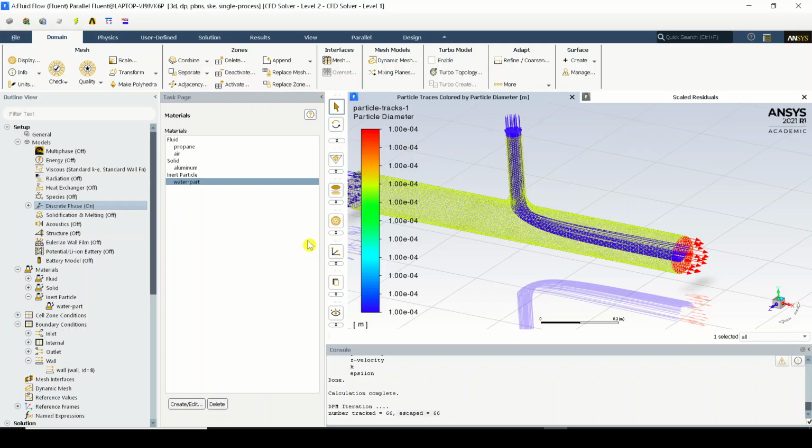So on this note, I'll just conclude the video over here, and in the next video we will discuss some other important or significant aspects in DPM that one must know for working with DPM models.